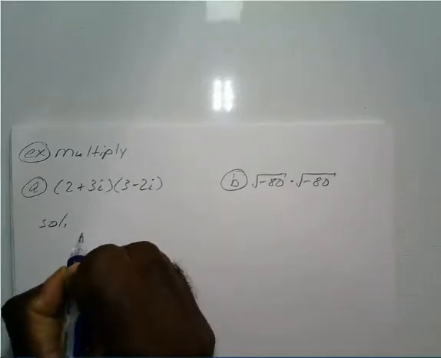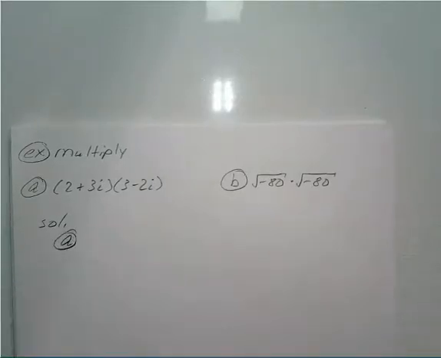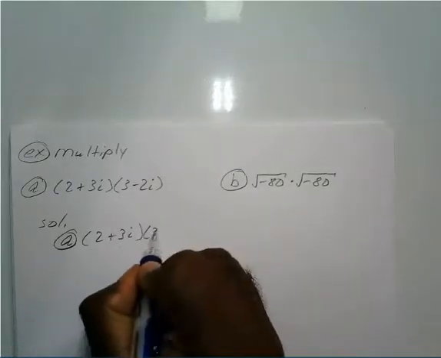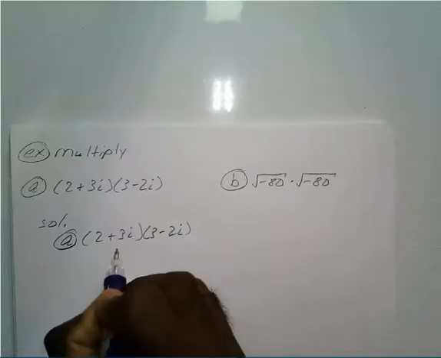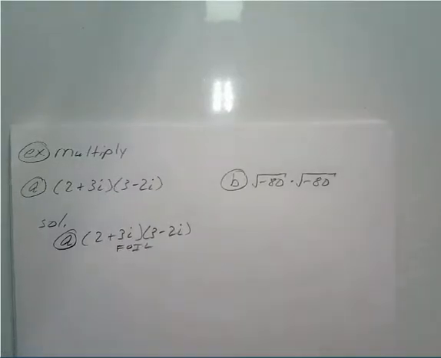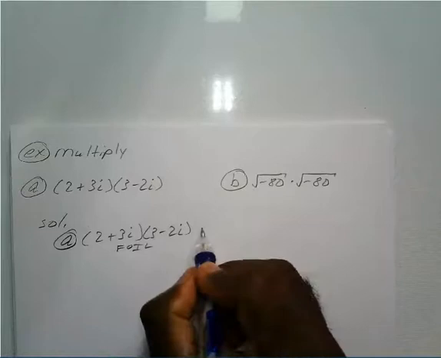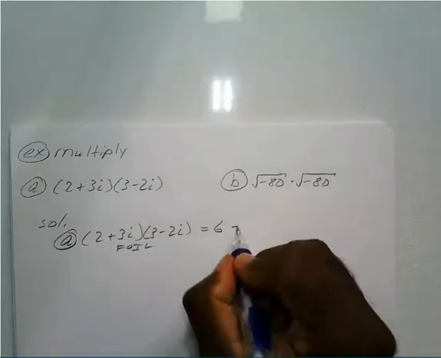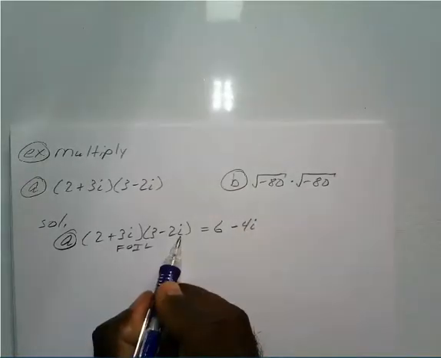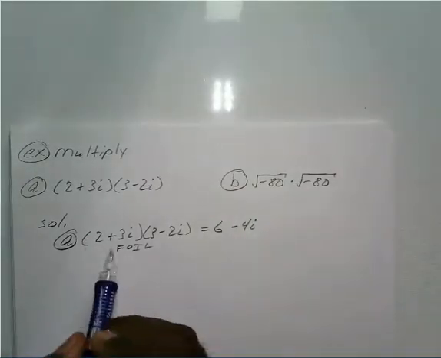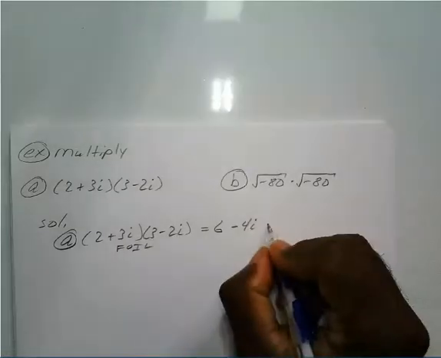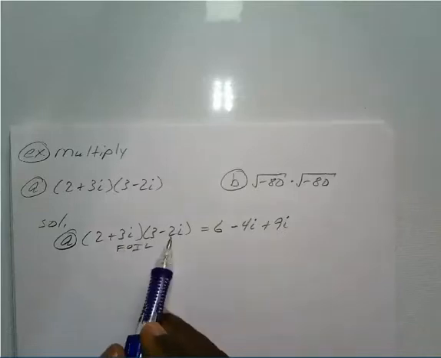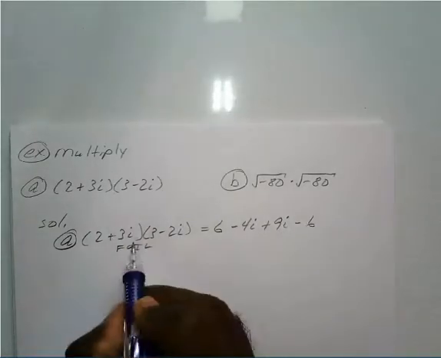Okay, so for problem A, you have 2 plus 3i and 3 minus 2i. We're going to go ahead and use the FOIL method again. So your first is 2 times 3, which is 6. Your outer is 2 times -2i, which is -4i. Your inner is 3i times 3, which is positive 9i. And your last is 3i times -2i, so you have -6i squared.